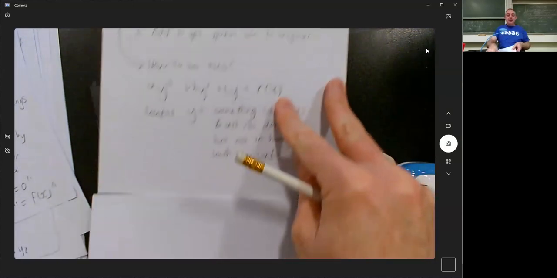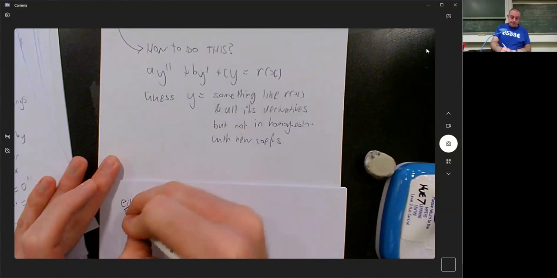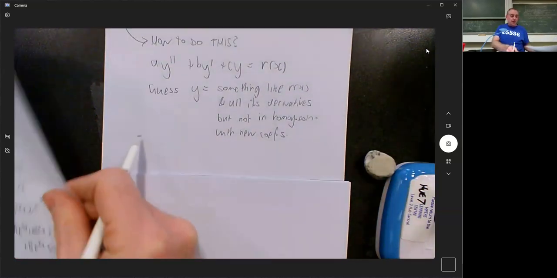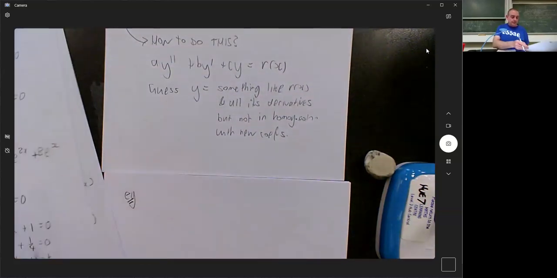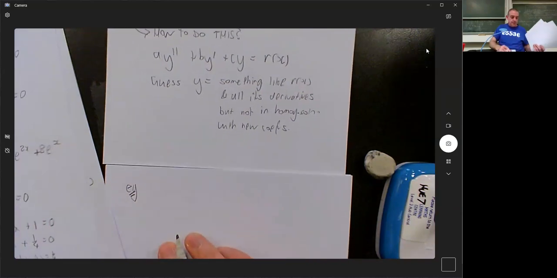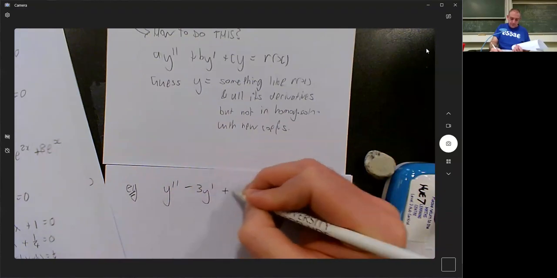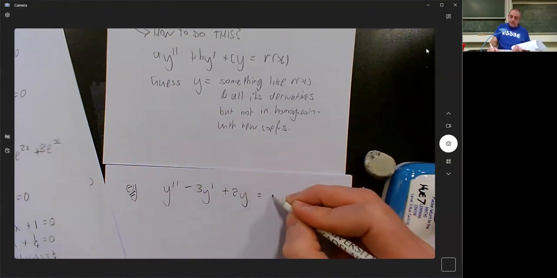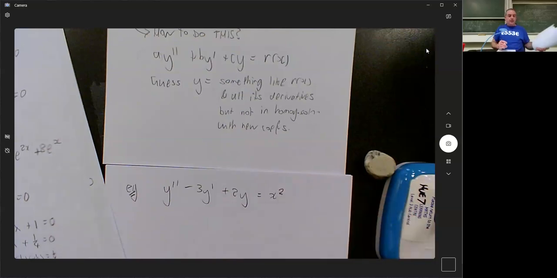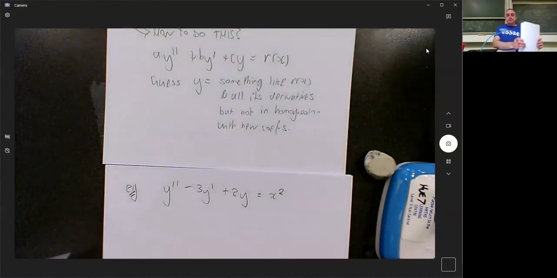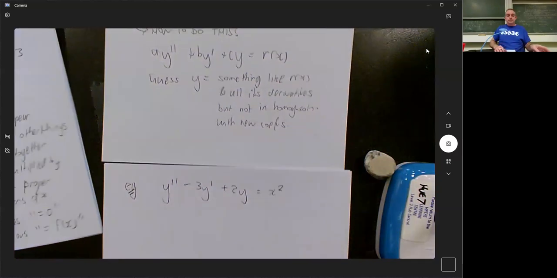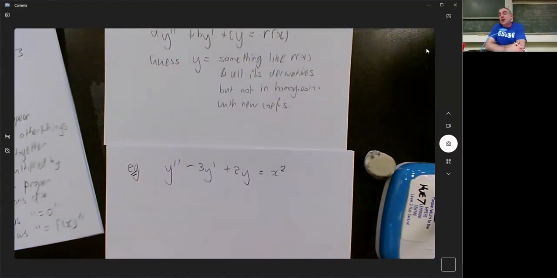Let me do an example of how this works. So I'll do one of the ones I did earlier. So this time I don't want the second derivative minus 3 of the first derivative plus 2 of the original function to be equal to 0. I want it to be equal to x squared.